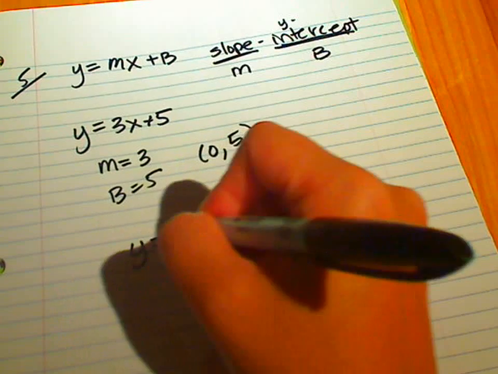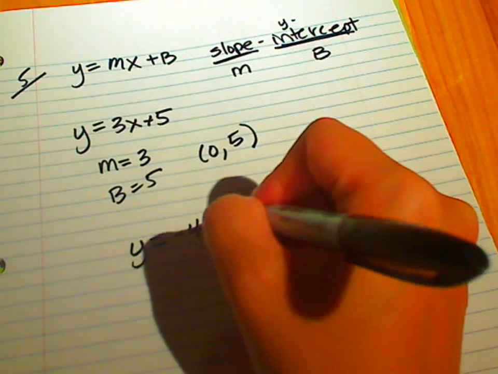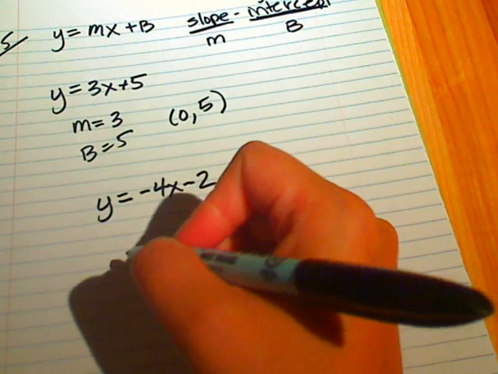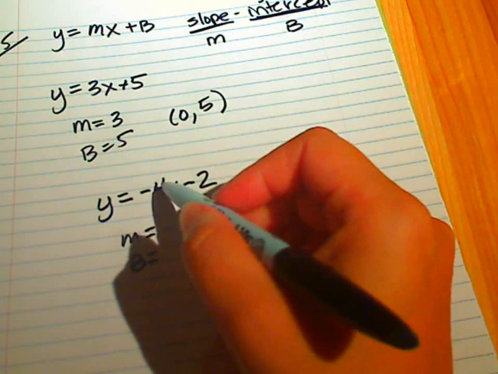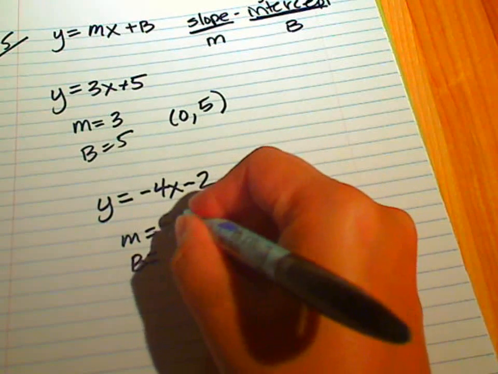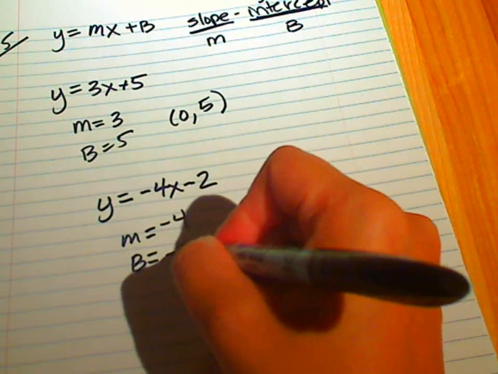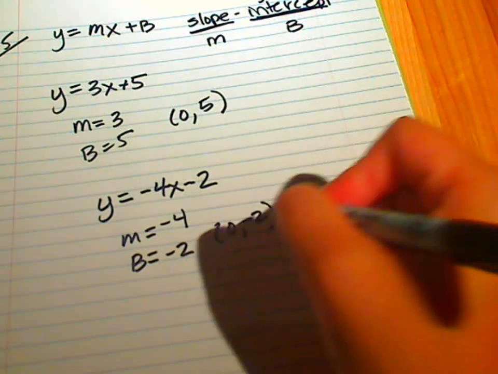Another example is y equals negative 4x minus 2. If I asked you what the slope is and what the y-intercept is, well, slope is always next to the x, so it's negative 4. The y-intercept would be negative 2, or (0, negative 2).